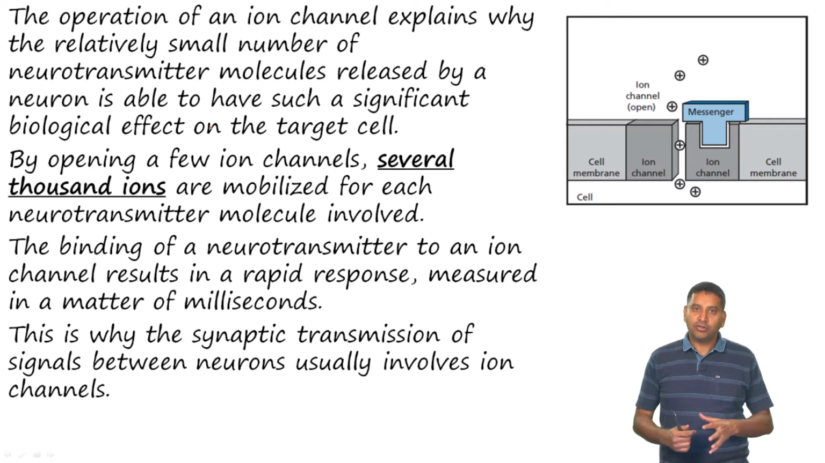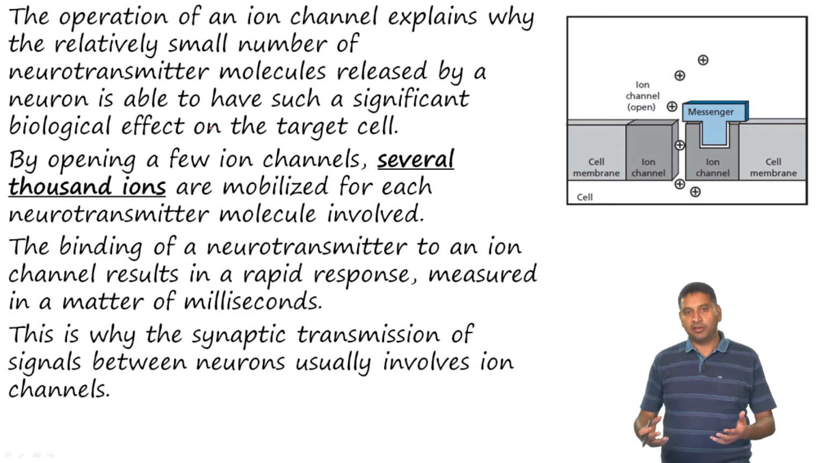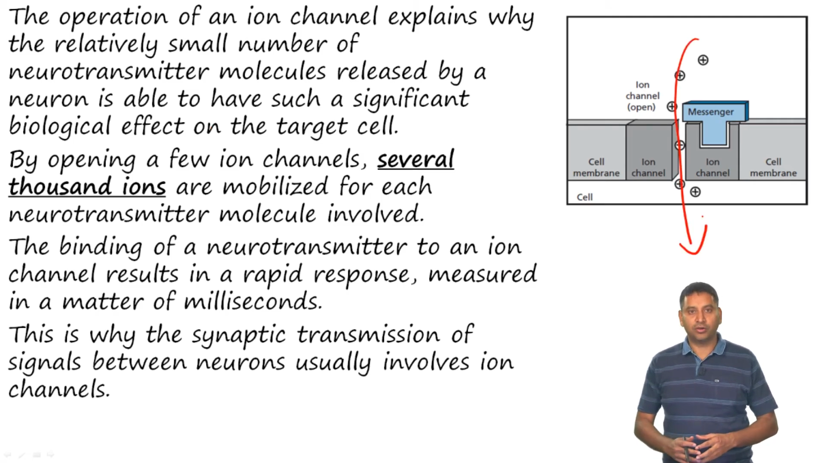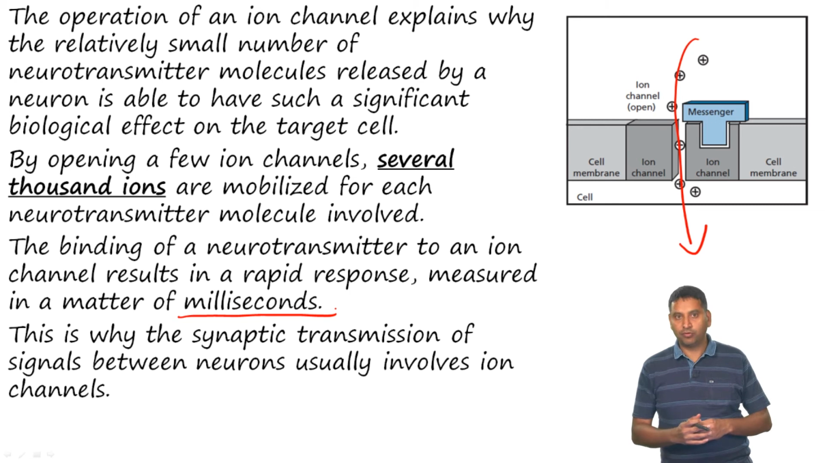The operation of this ion channel explains why a small number of neurotransmitter molecules can have a tremendous effect in the target cell. Once you have the lock gate open, typically thousands of ions can traverse the barrier. Therefore, the binding of a neurotransmitter to an ion channel results in not just a rapid response, but also an amplified response. The time of response is typically in milliseconds.